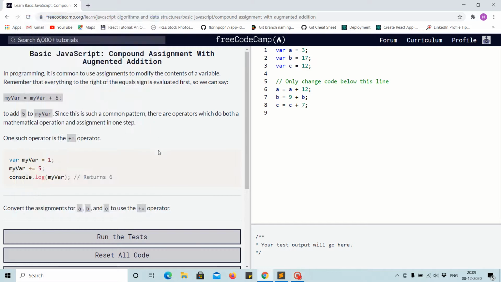Hello everyone, welcome back. Next topic in basic JavaScript, compound assignment with augmented addition.